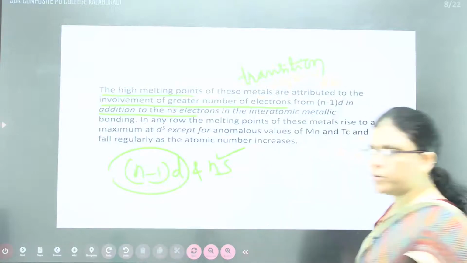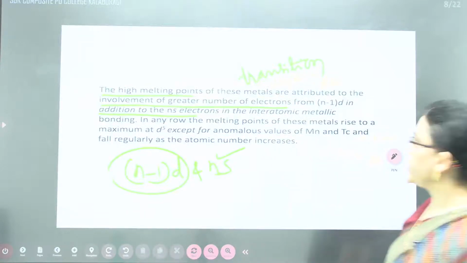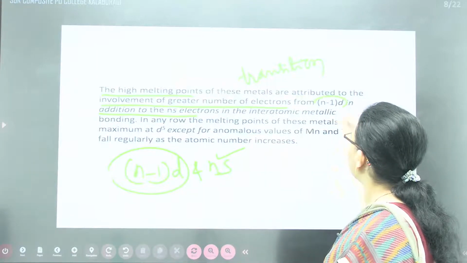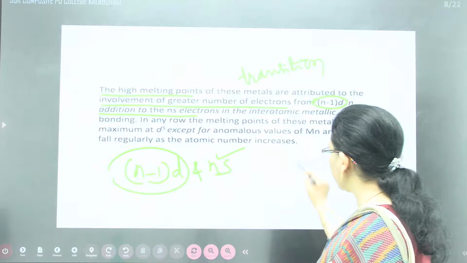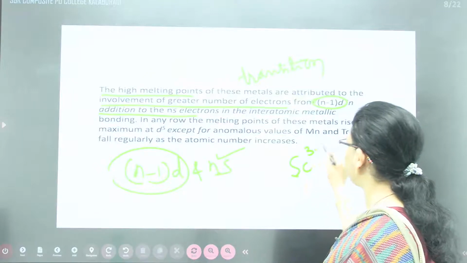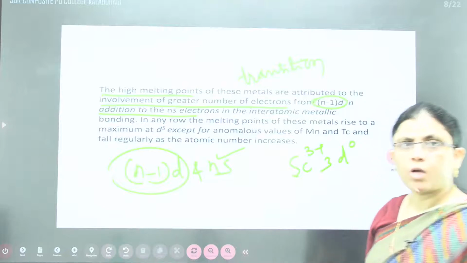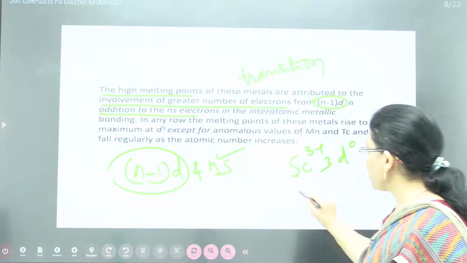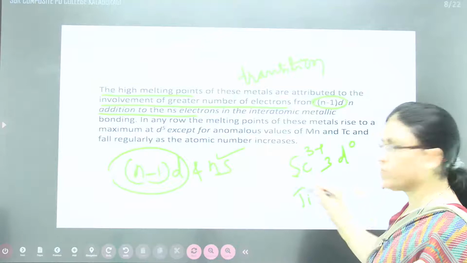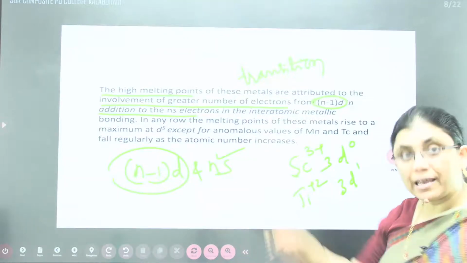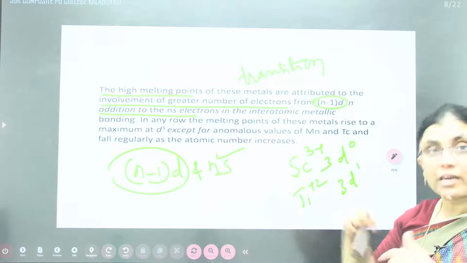Transition metal character is attributed to what? Involvement of a greater number of electrons from the (n-1)d orbital. As we said in the case of scandium 3+, it will be 3d 0. Whereas for titanium 2+, it will be 3d 1. Like that, the number of unpaired electrons increases.